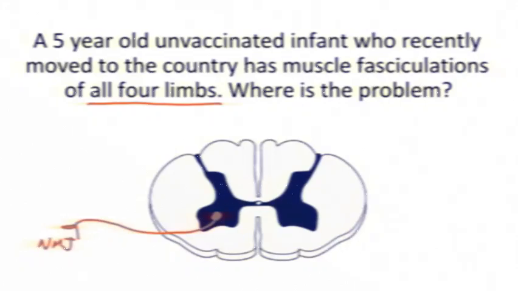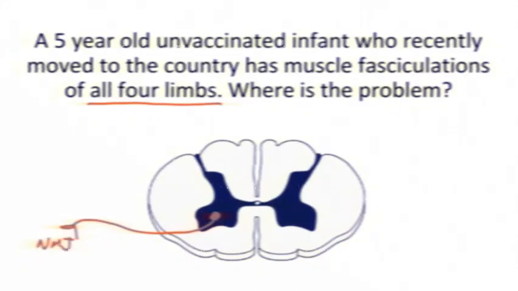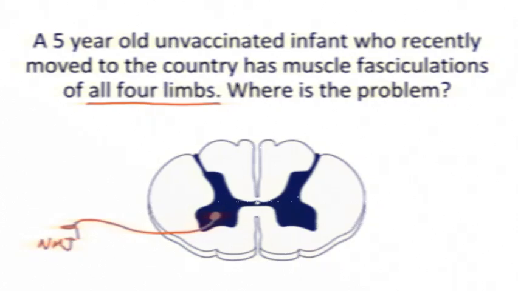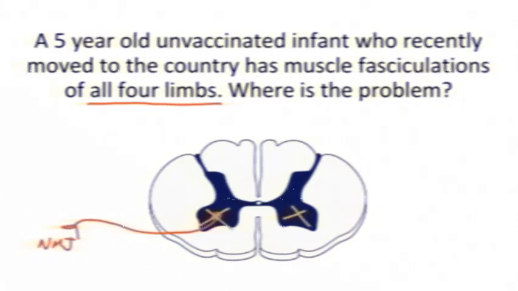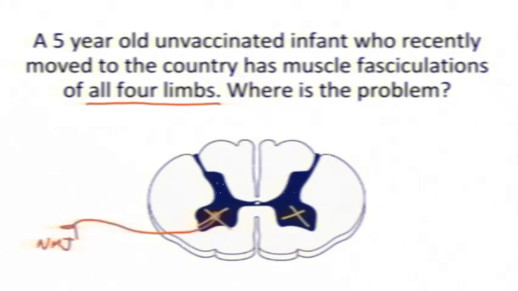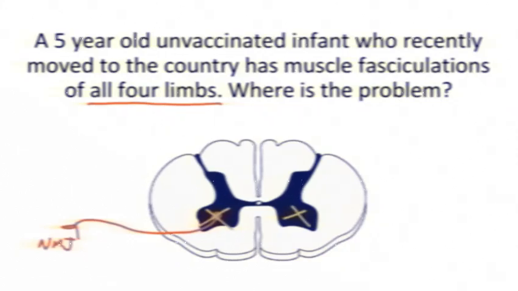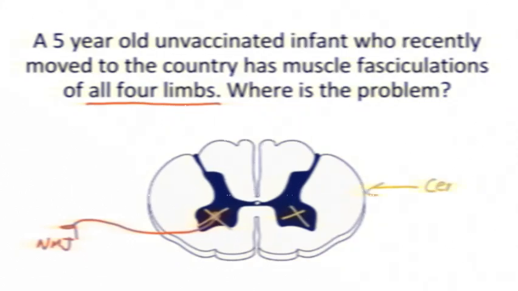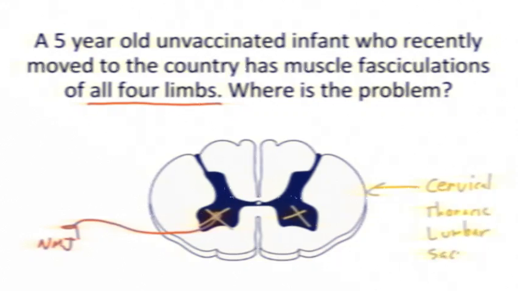Since this patient is unvaccinated and from out of the country, poliomyelitis is a possibility. Poliomyelitis actually causes damage to the anterior horn cells. So poliomyelitis would explain the lower motor neuron signs in all 4 extremities, because we'd expect this to happen in more than just the cervical spinal cord. We'd expect it to happen in the cervical, thoracic, lumbar, and sacral levels.